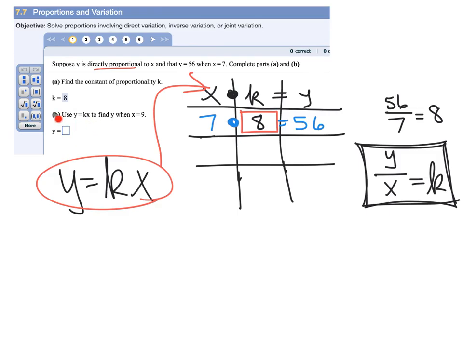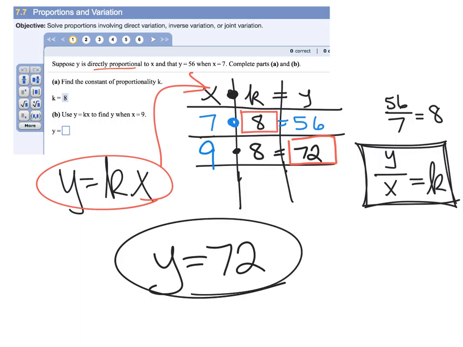Now, this question says, use this formula, that's my table, to find y when x is 9. So now they're saying, if x is 9, what is y equal to? Well, we know that k is still 8. So 9 times 8 equals 72. So that means y is equal to 72.